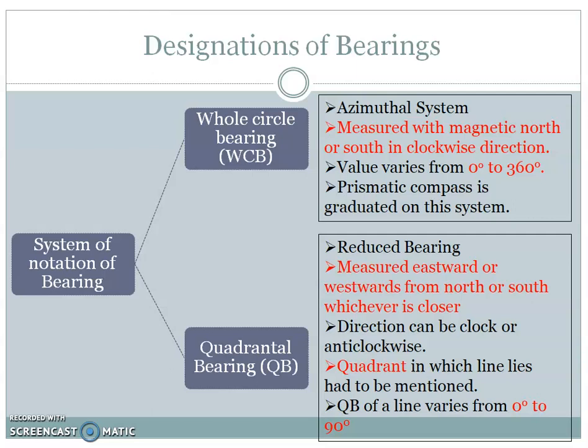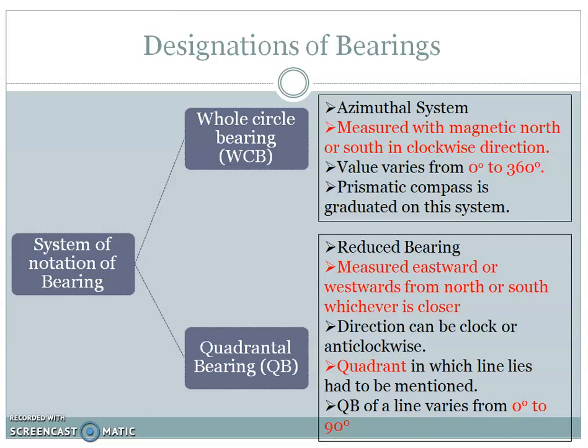The second system is quadrantal bearing, which is QB, or it is also known as reduced bearing. In this system, the bearings are measured eastwards or westwards from north or south, whichever is closer. So if the line falls in the first quadrant, the bearing is calculated with respect to north and east. Direction can be clockwise or anti-clockwise. The quadrant in which a line lies has to be mentioned.